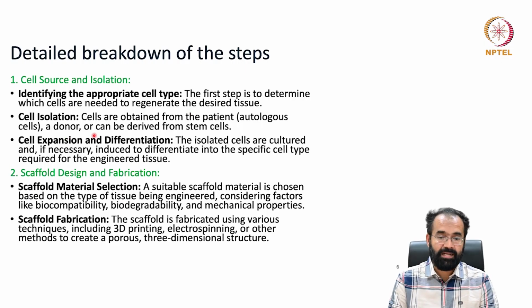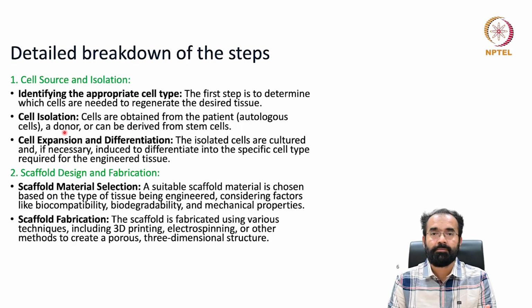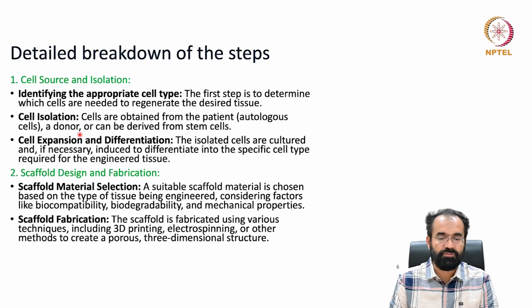And then comes the cell isolation. Cells are obtained from the patient, that is basically they are autologous cells. A donor, which won't be autologous, but what if this patient doesn't have the cells to donate? Say someone's pancreas is failing, where from will I get pancreatic cells from him? Of course I can make stem cells from him or her, and then convert them into pancreas. But it would be nice if I can get the pancreatic cell itself so that I can make the organ without too much of a problem.